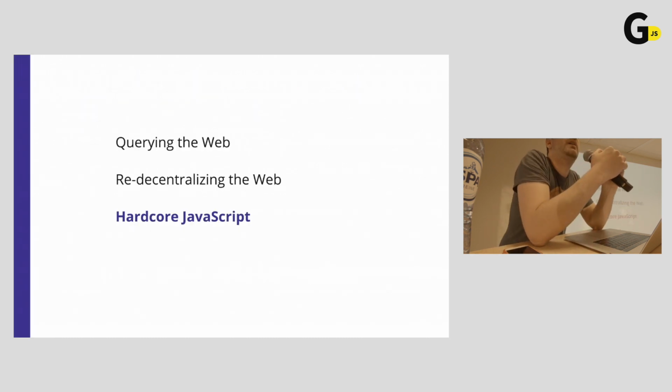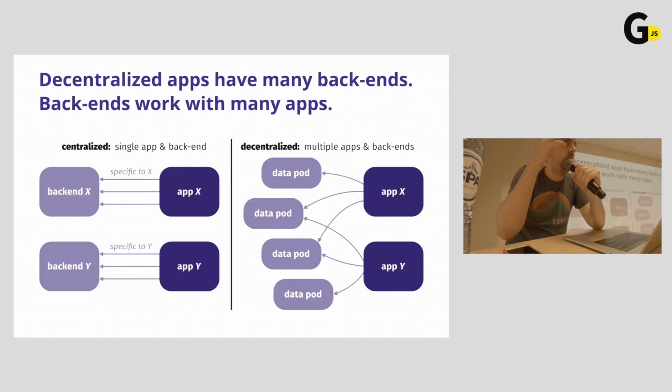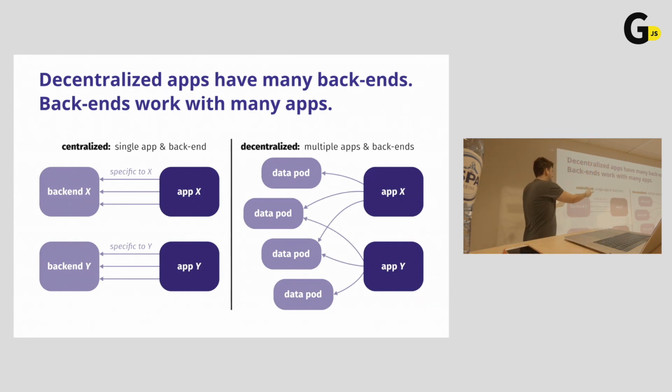So that was about querying the web, why I think it will be necessary to query the web. And now let's look at some hopefully hardcore JavaScript. You might think, what is he going to surprise me with? I'm a JavaScript guru. Well, we'll see. We'll see. Because decentralized apps, they will work differently, right? So this is a single system we have today, where one app has one specific backend. This won't be the case anymore, right? Apps can go to many different backends at the same time. So we'll need a totally different way of building things.